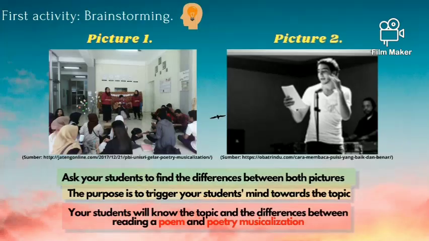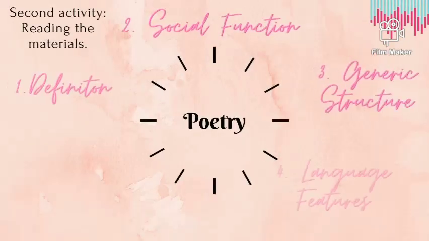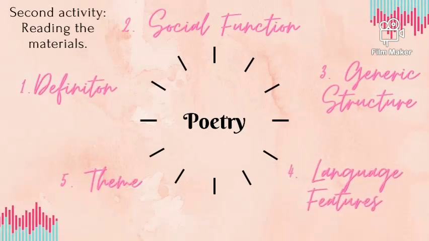The second activity is reading the materials. In this activity, you will instruct your students to read the materials and try to understand it all. The materials are definition, social function, generic structure, theme, and language features of a poem. The aim of this activity is to make the students understand more about the poem itself. From this activity, your students will know the definition, social function, generic structure, theme, and language features of a poem. An excellent understanding of this activity is important because this is the key to moving to the next activities.